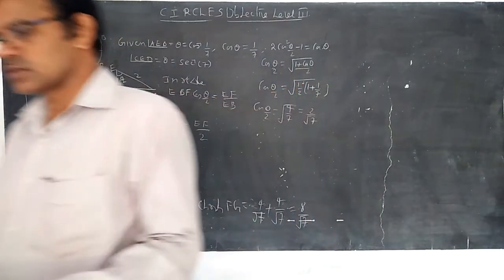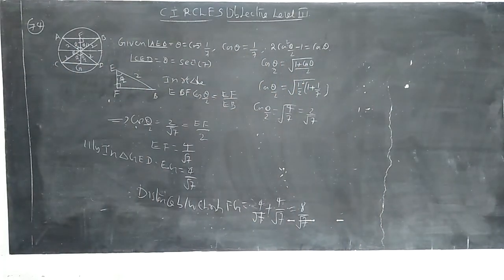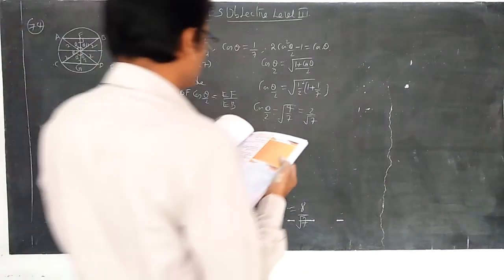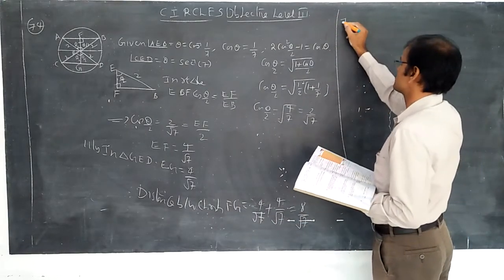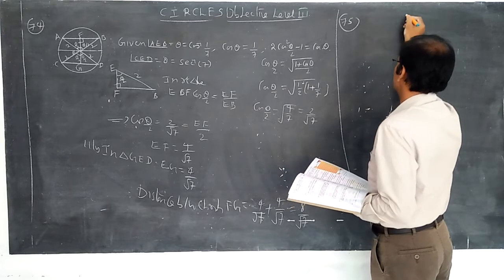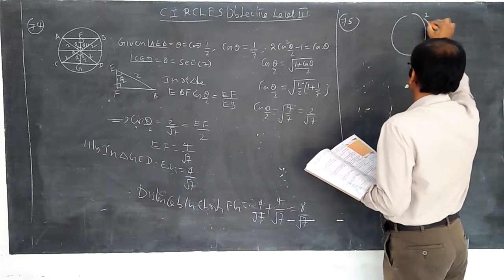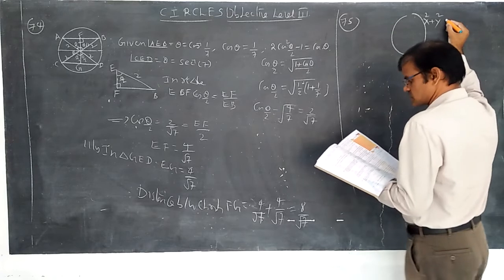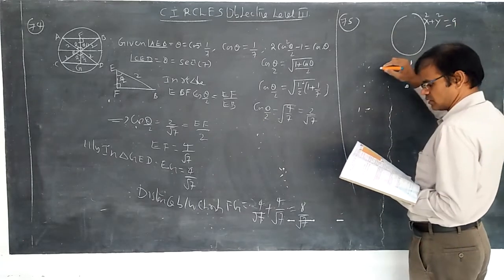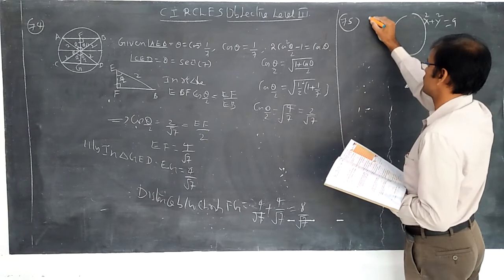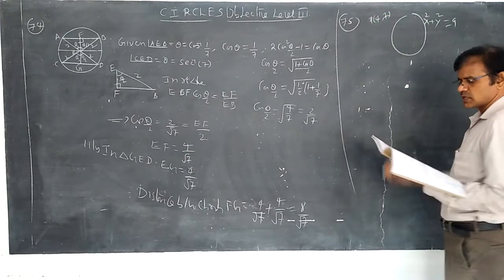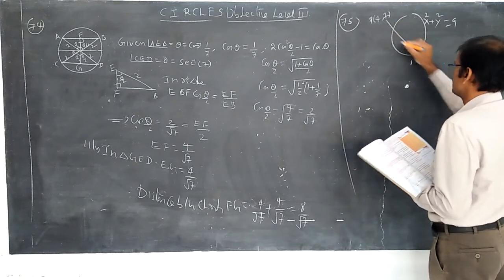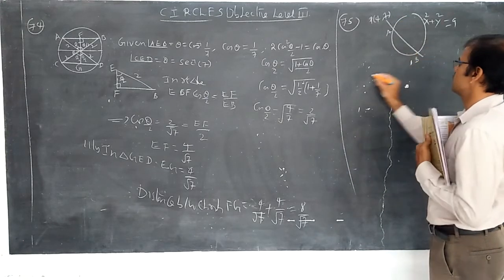Let us discuss the 75th question. A line drawn through the point P(4, 7) cuts the circle x square plus y square is equal to 9 at A and B. Then find PA dot PB. Here put A, here put B.